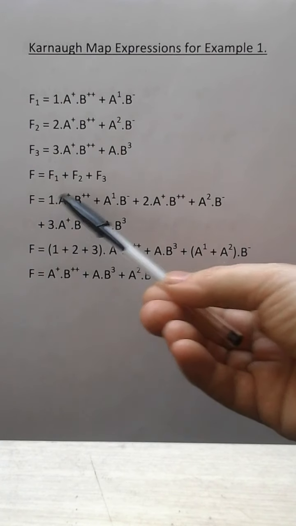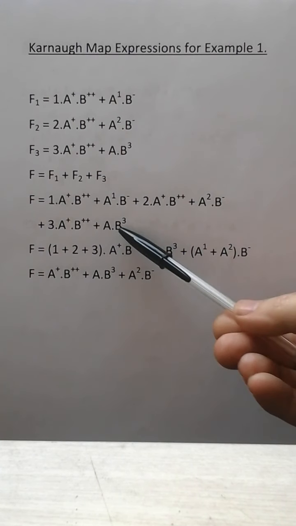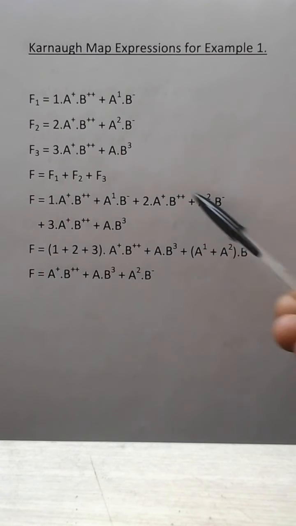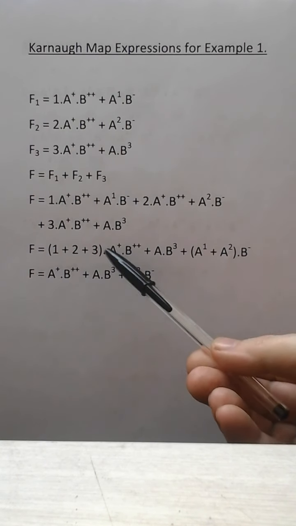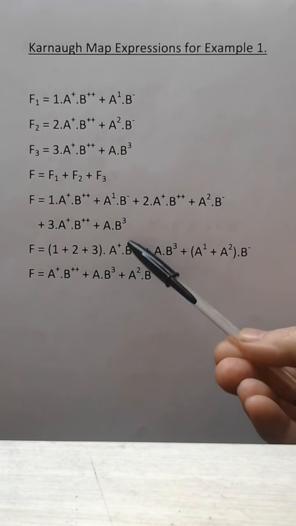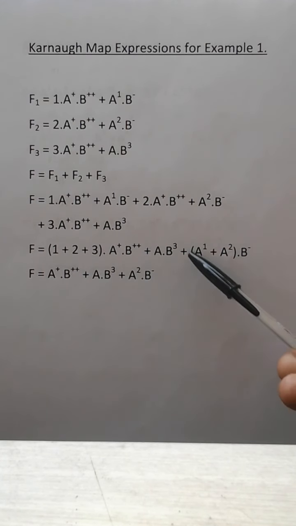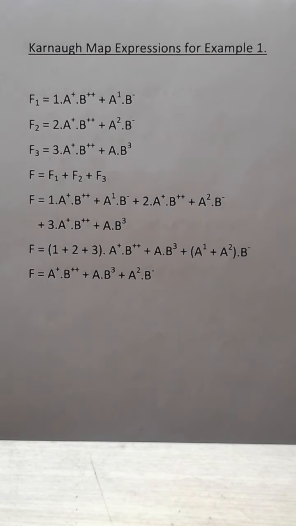So I've factorised the 1, 2, and 3 here for A plus and B plus plus, and left A min B3 alone. I factorised the A1 and the A2 here, B minus. So 1 max 2 max 3 equals 3, and 3 max A plus min B++ equals A plus min B++, and of course A1 max A2 equals A2 min B minus, and I've left that one alone, A min B3. So that's the Karnaugh Map method for simplifying the expression F.